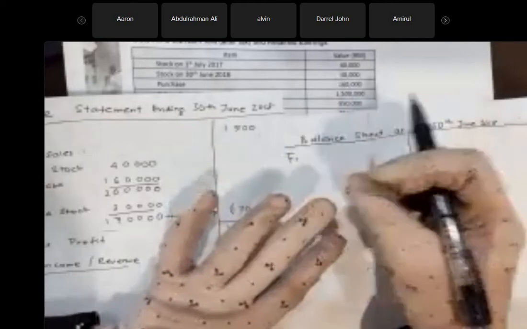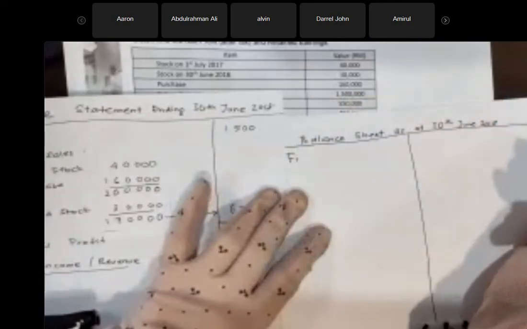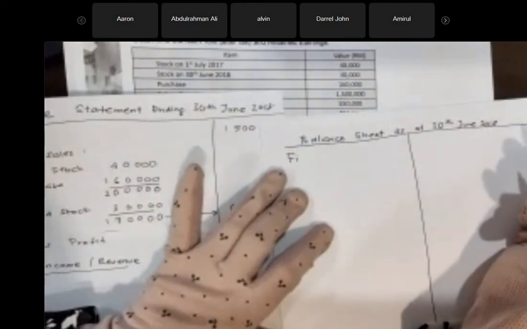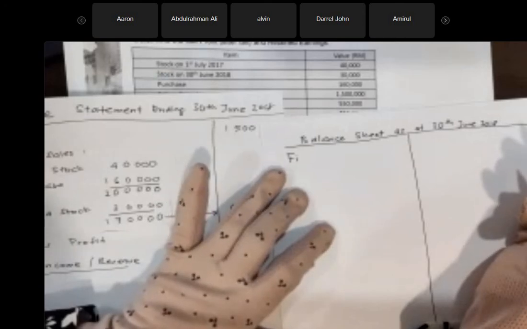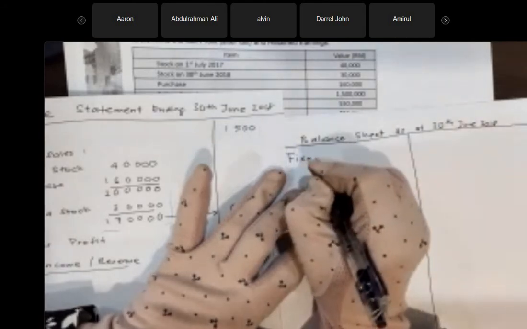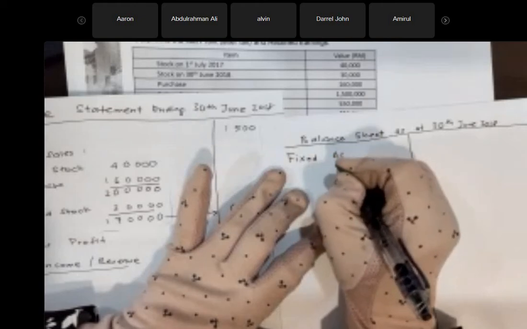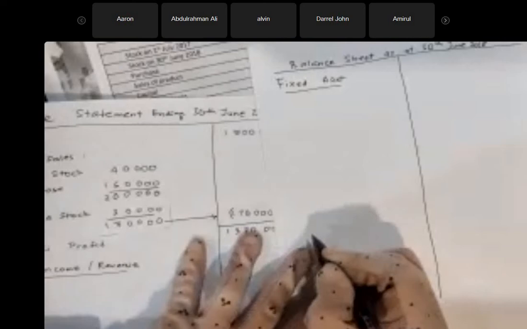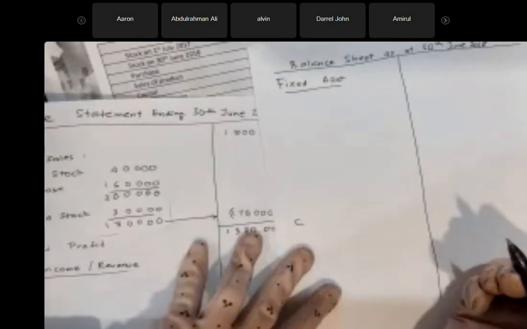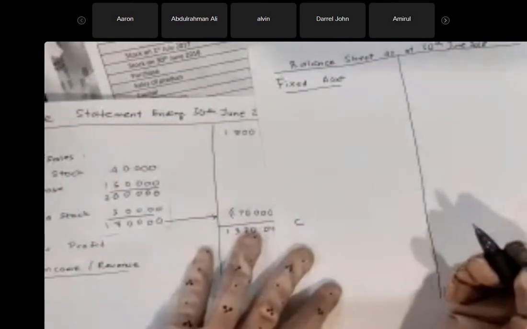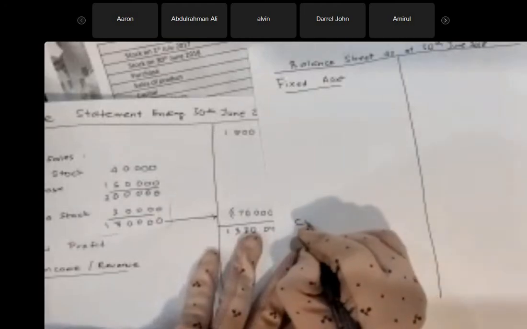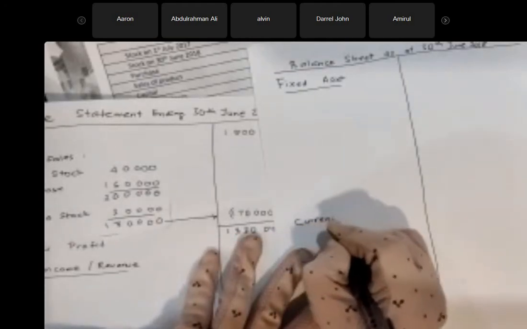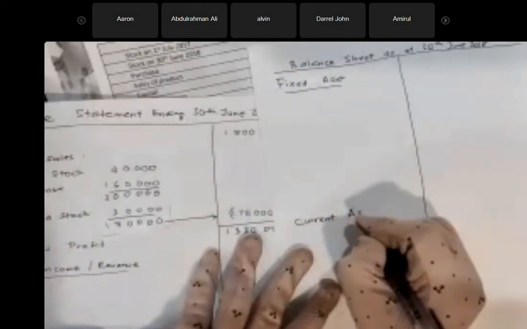What do we have here? Just categorize. Fixed. Okay, good. Fixed asset. Okay, then here, start with C. Current. Alright, current asset.